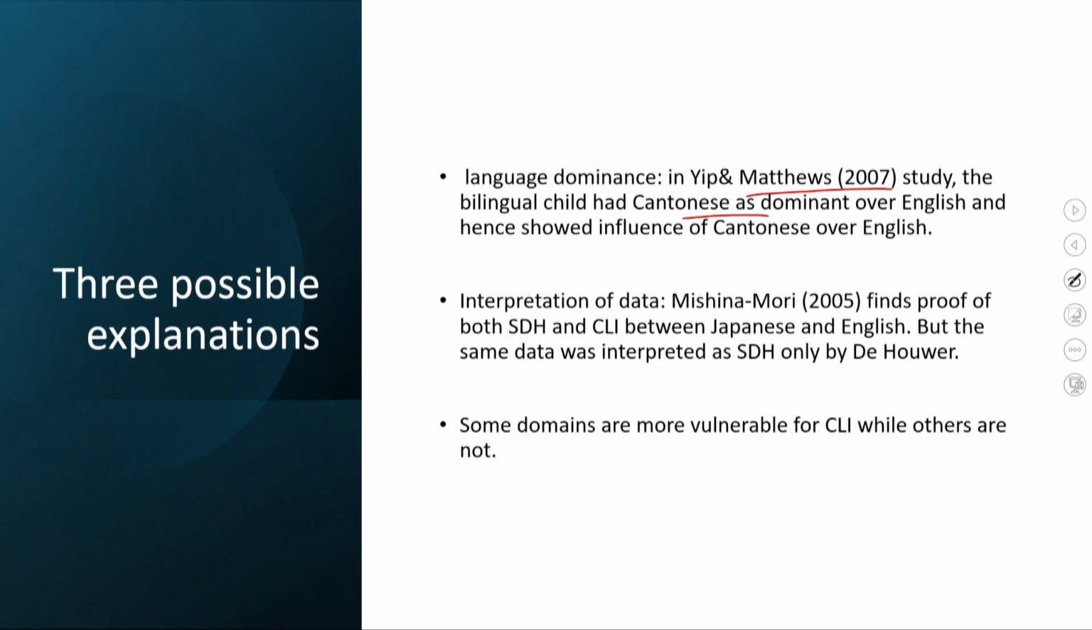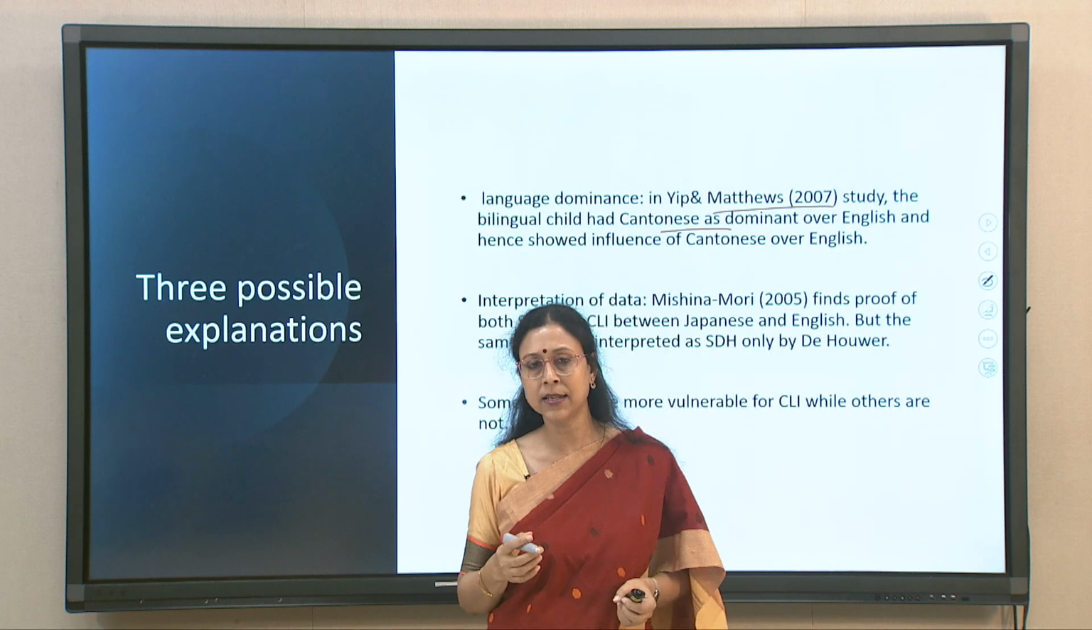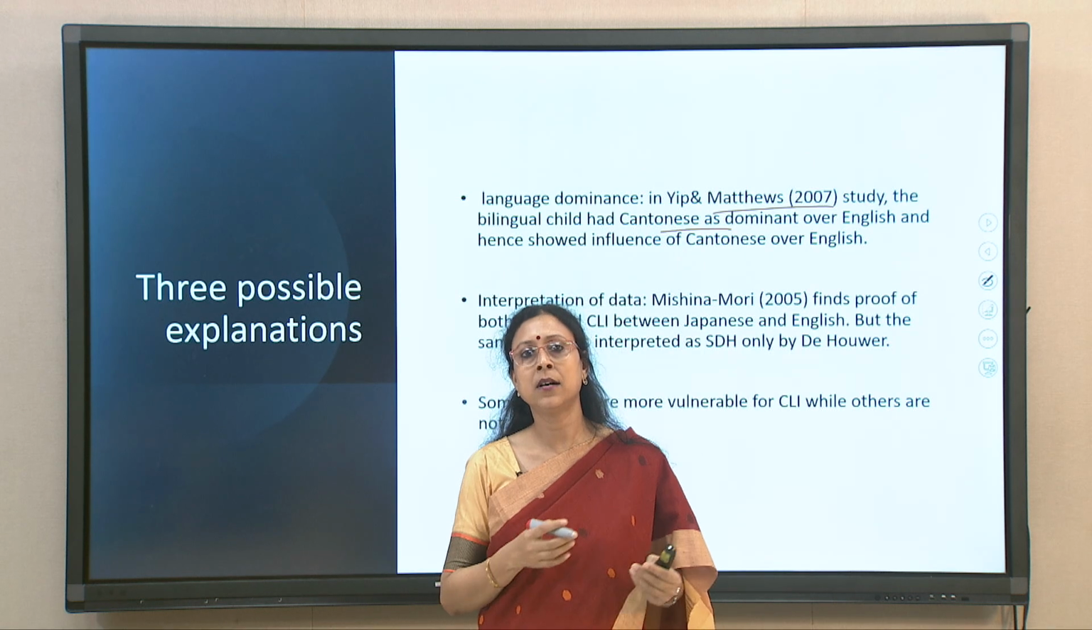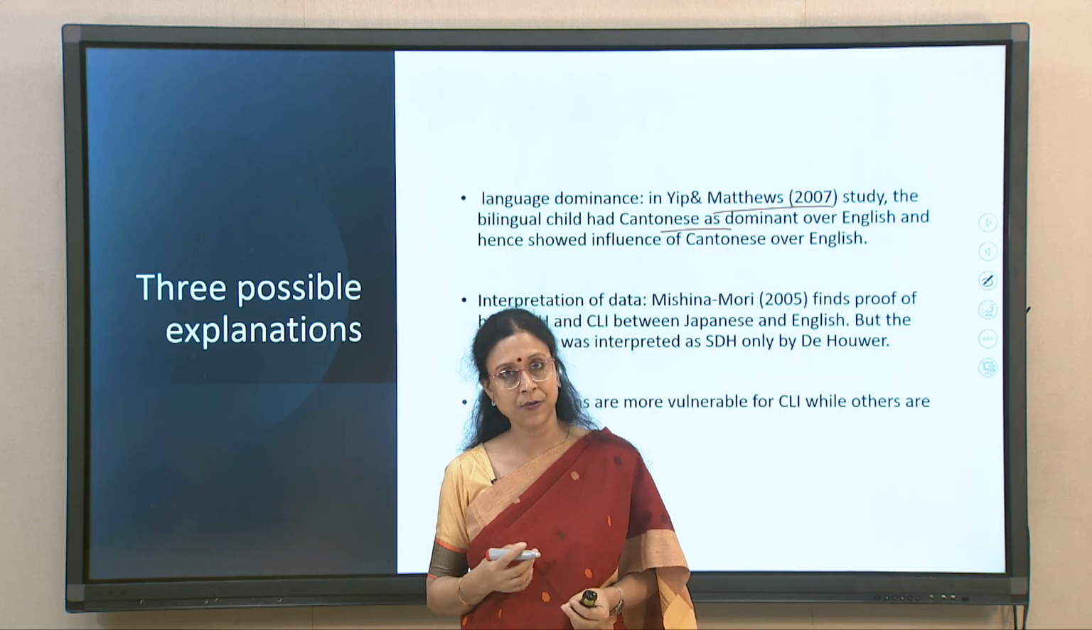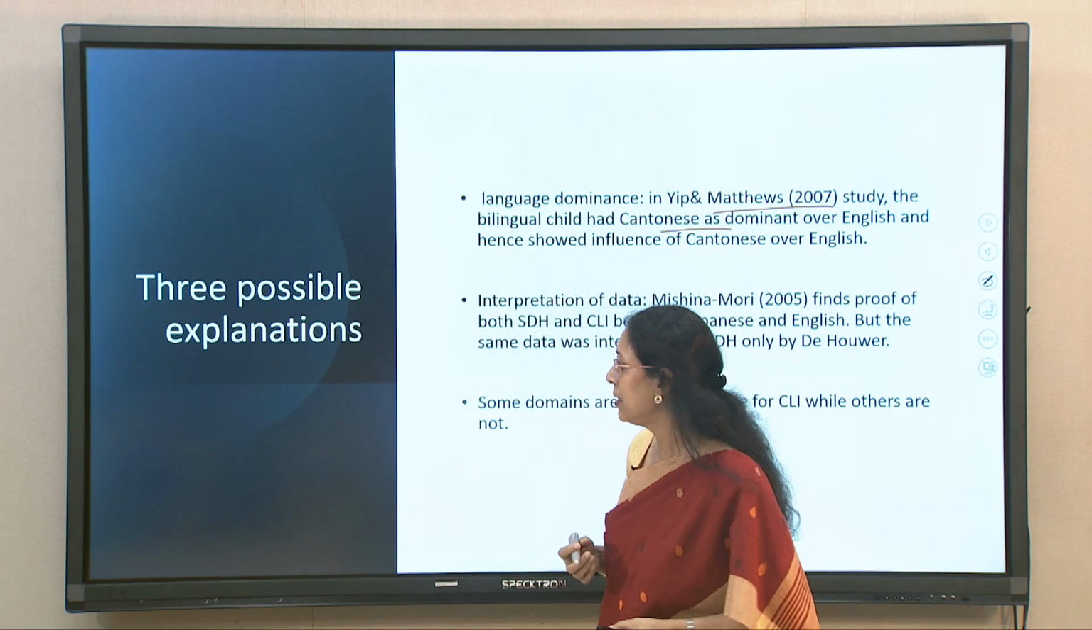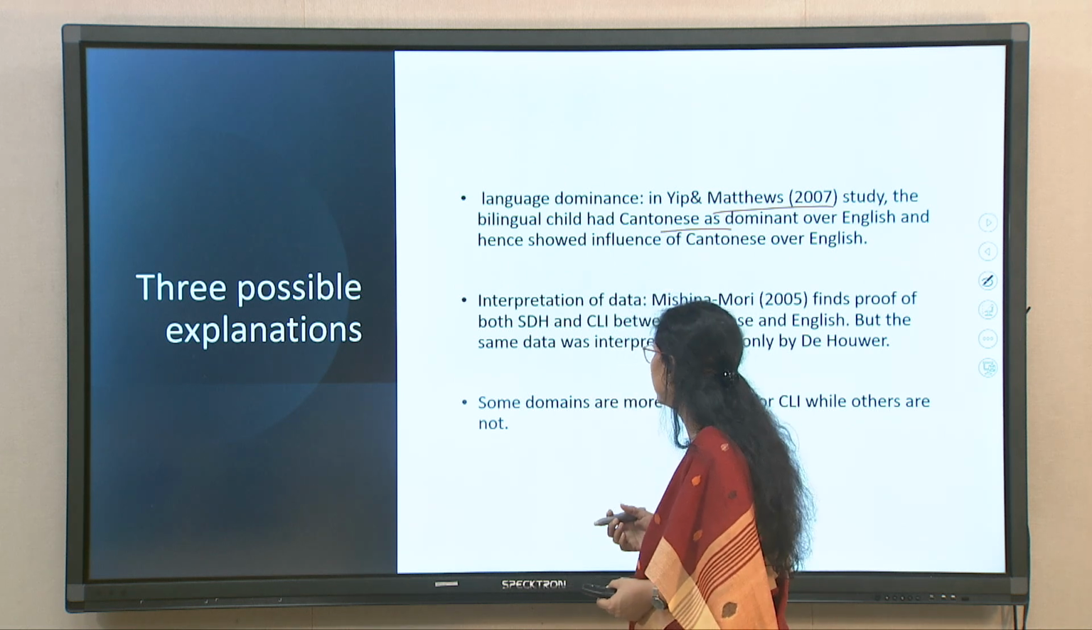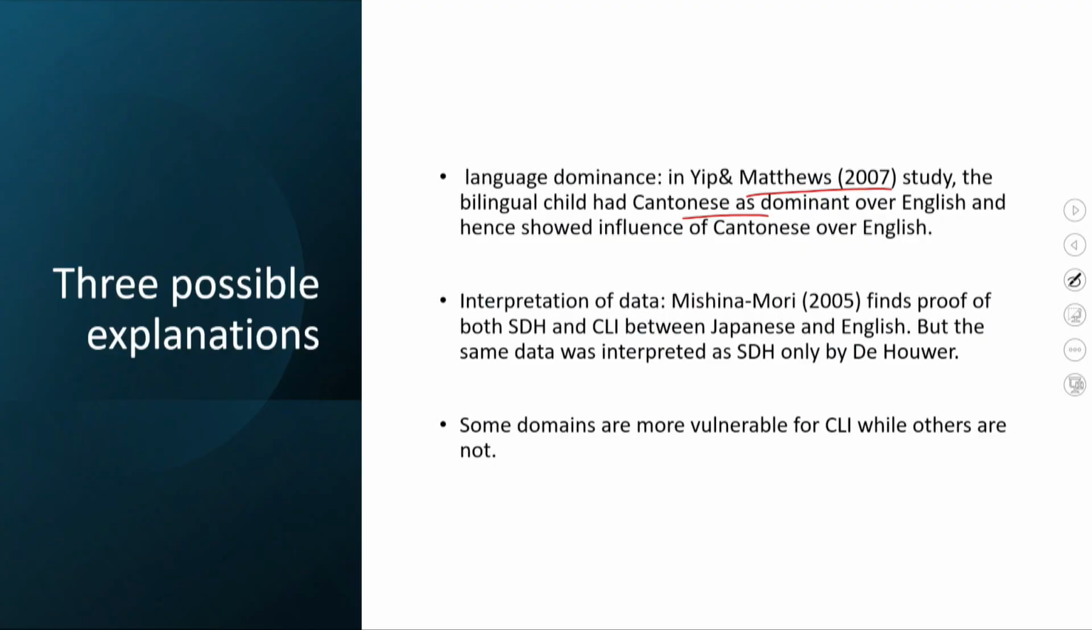Then there are other possibilities, for example, the interpretation of data. Often the same data that has been interpreted in one way, another person can interpret in a different way. That is possible in experimental studies, and it has happened in this case as well. An important study finds proof of both SDH and CLI between Japanese and English, but the same data was interpreted as SDH only by D.